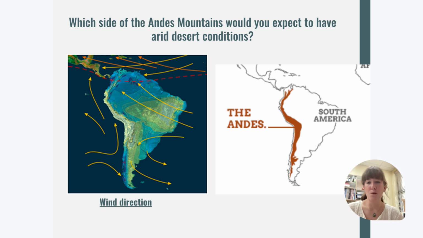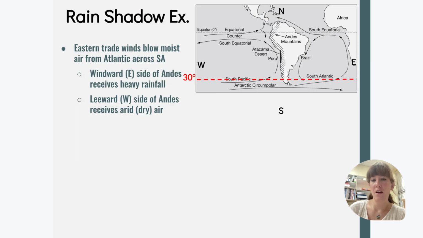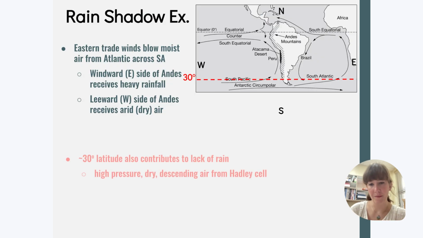You can think about this too because of the geographic features that we know about. On the Brazil side, on the eastern side, you have the Amazon rainforest. On the other side of the Andes Mountains, you have the Atacama Desert. So you have the windward side where the wind is coming from, hitting the mountains. This side here is very wet, and the other side is very dry. East side of the Andes gets the rain, west side gets the dry air.